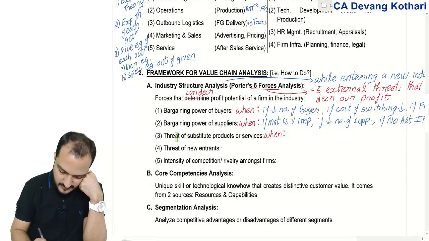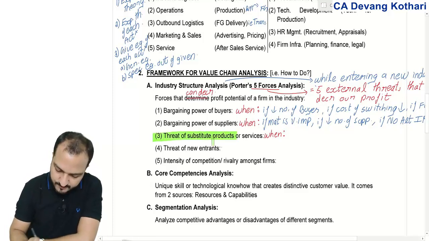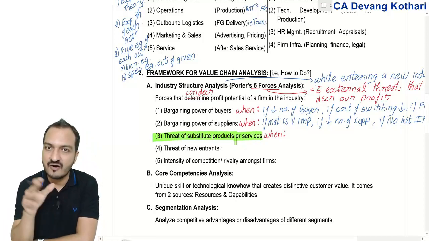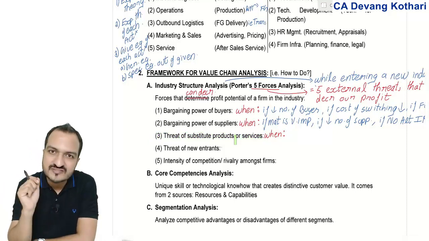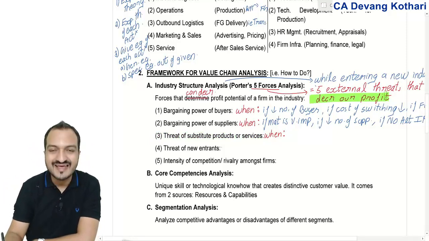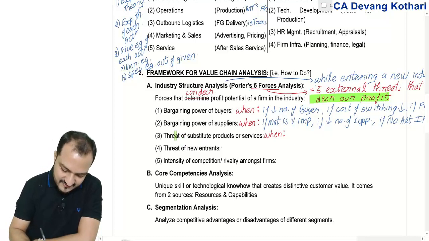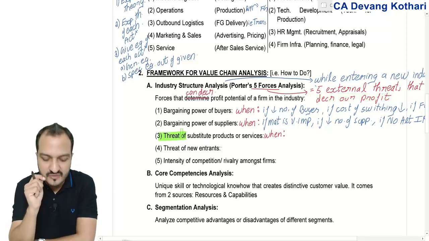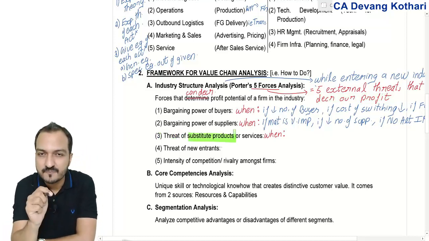Further, threat of substitute products or services. Well, if there are substitute products available in the market and the customer is aware of those substitutes, then it becomes a threat to my company. It can decrease my profit. See, there are two things. Just because a substitute is available does not mean it is a threat.